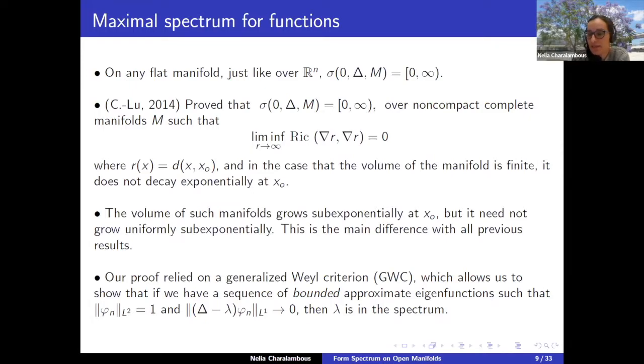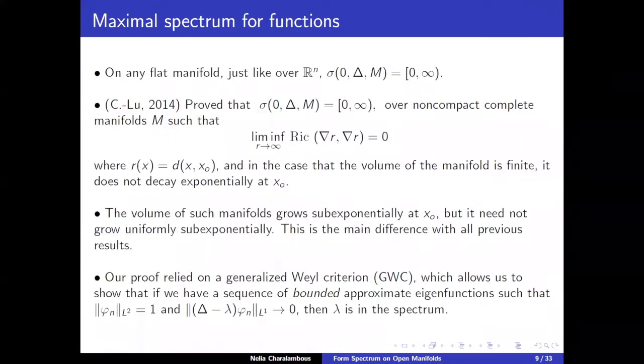And what it tells us is that instead of looking at eigenfunctions such that the Laplacian minus lambda on this eigenfunction goes to 0 in the L2 norm, it's enough to find a large sequence of bounded test functions with uniform norm 1, such that the Laplacian minus lambda on these test functions goes to 0 in L1. So it's an L1 intersection L infinity criterion, in other words, showing us that lambda will be in the L2 spectrum.